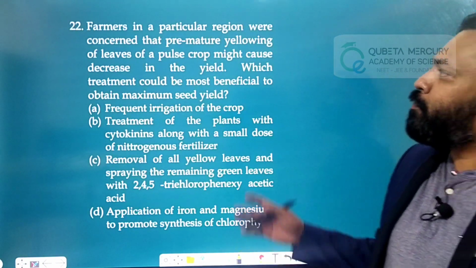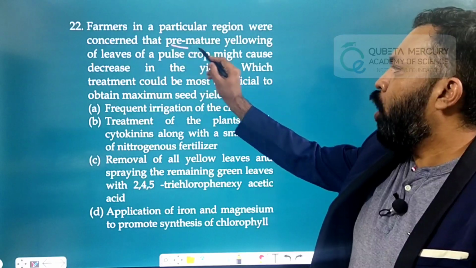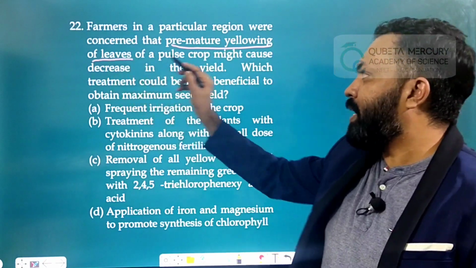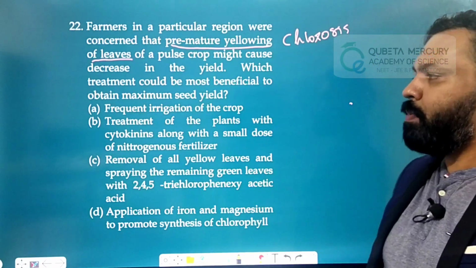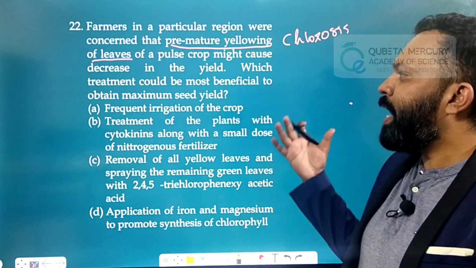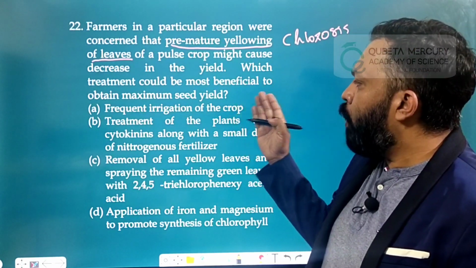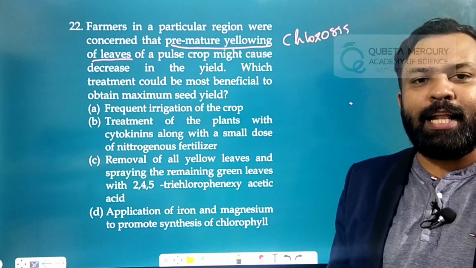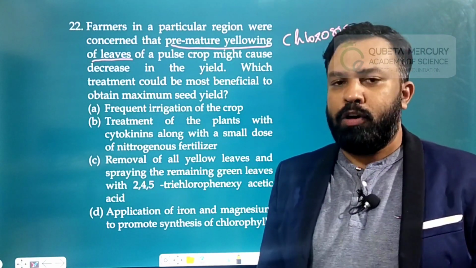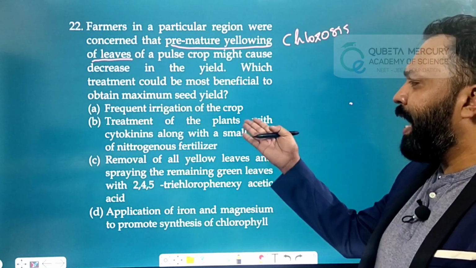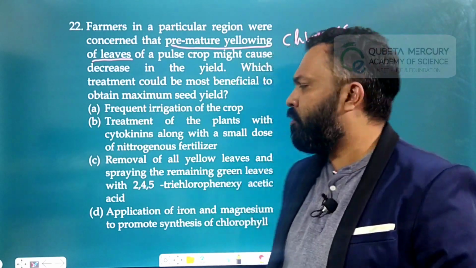Listen to me. Farmers in a particular region were concerned that the premature yellowing of leaves, technically called chlorosis, a deficiency syndrome of a pulse, a Fabaceae member crop, might cause a decrease in the yield. Which treatment could be most beneficial to obtain maximum seed yield? We have to rectify the mineral deficiency that causes the chlorosis. Option A, frequent irrigation of the crop. Irrigation will provide water alone, right? That will not compensate any of the mineral deficiencies.